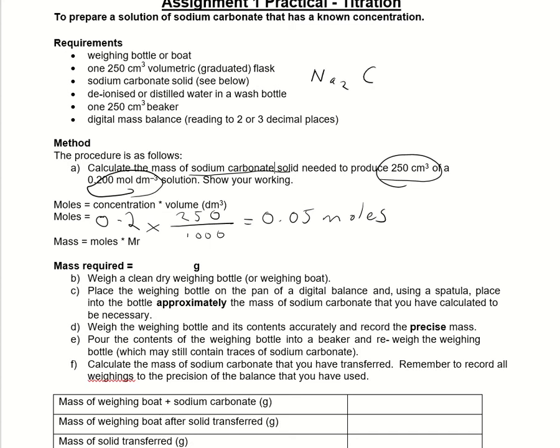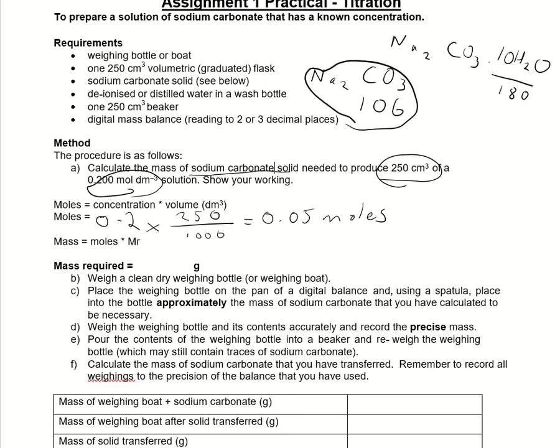Sodium carbonate has an MR of 106: 23 times 2, plus 12, plus 16 times 3. Bear in mind, I'm using the pure solid here. Sometimes you may have it with water, so it could be sodium carbonate decahydrate, in which case you would need to add the 180 from the 10 times 18 onto the MR. But like I said, I'm just doing this example with the pure solid. So I would do 0.05 times 106, and that gives me an answer of 5.3 grams.